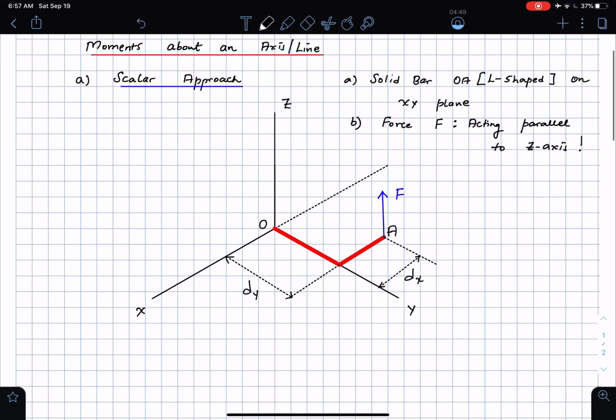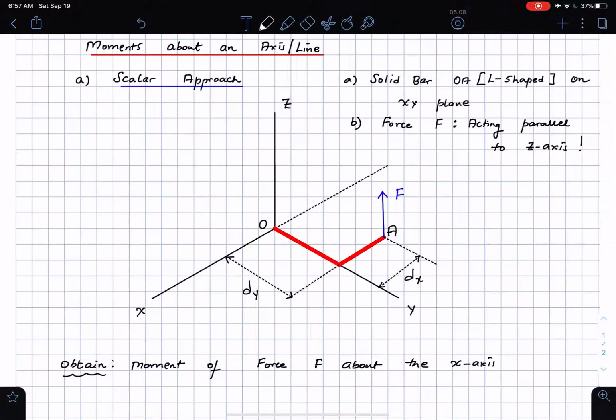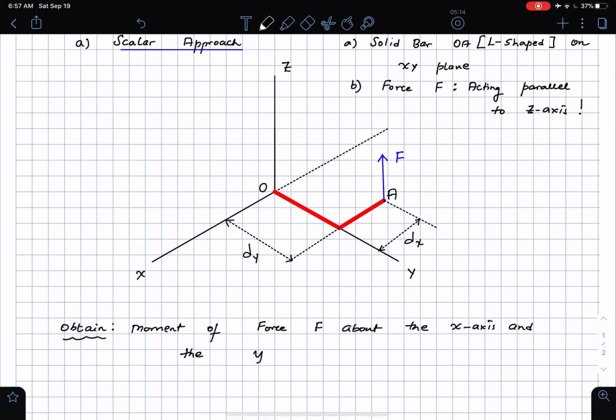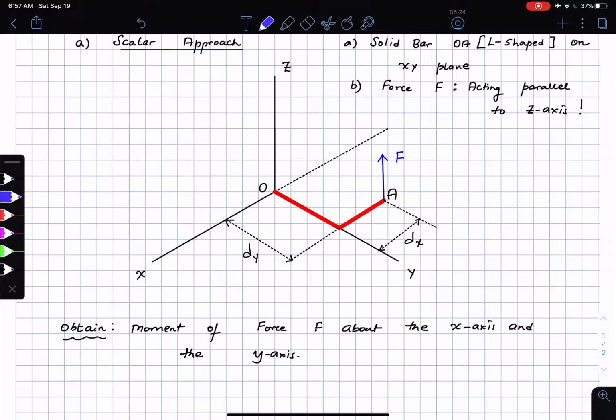Okay, so what do we need to find? Obtain the moment of the force F about the x-axis and the y-axis. So the idea is we need to obtain the moment of this force about the x-axis and the y-axis. And essentially that's the topic of this talk here.